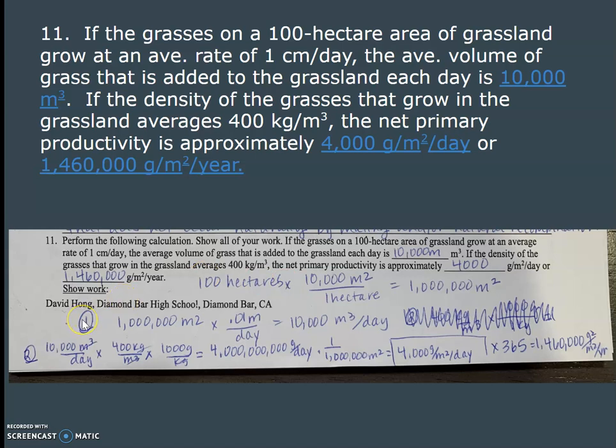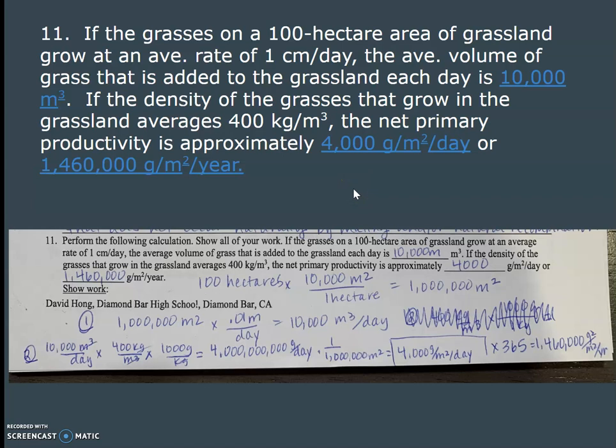So let's take a look at what it says. It grows at an average rate of 1 centimeter per day. So I'm going to take this, my 1,000,000 meters squared. I'm going to change this to meters instead of a centimeter a day. So 0.01 meters per day, which means that I'm going to have 10,000 meters cubed per day. That's where that first answer comes from.